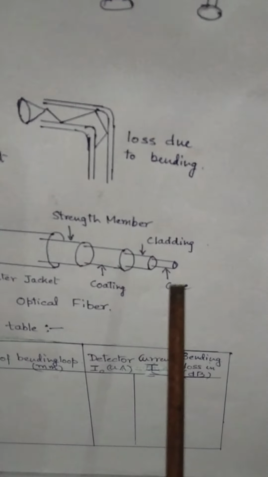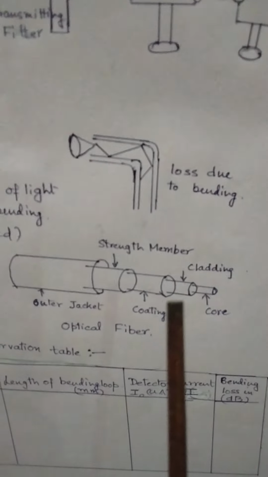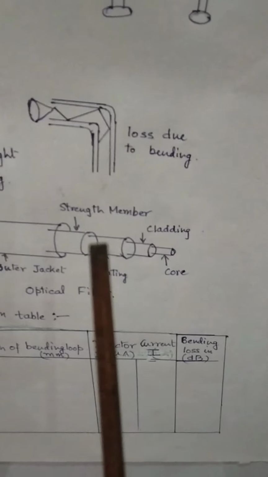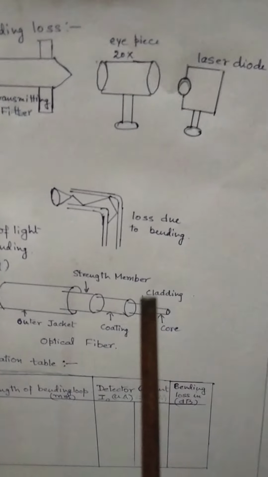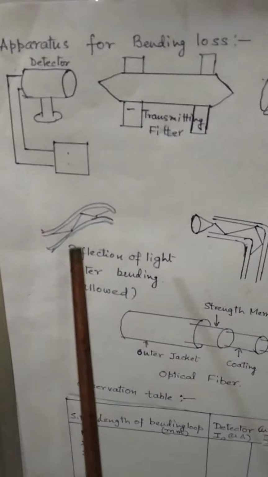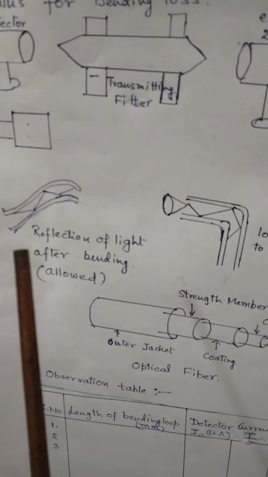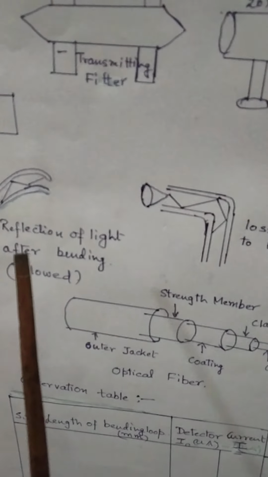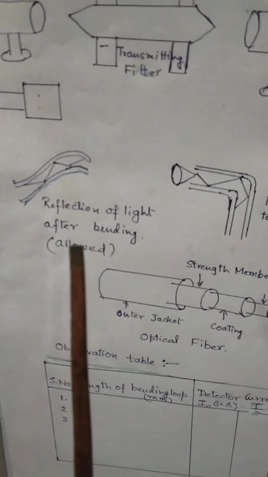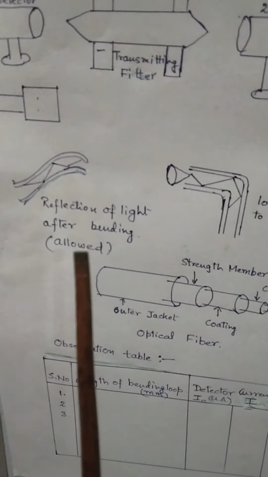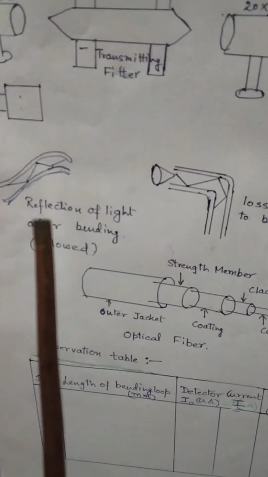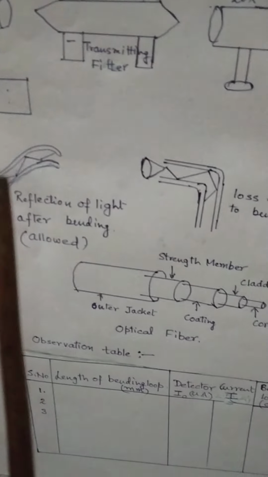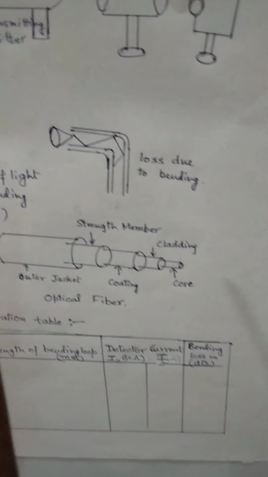Now we will determine the bending loss. What is the meaning of bending loss? The bending loss occurs when the wire is bent. Now what happens? There is some loss in the reflection of light. So that is what we will determine, the bending loss.